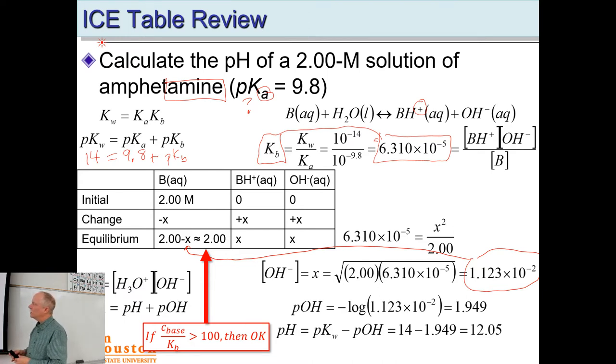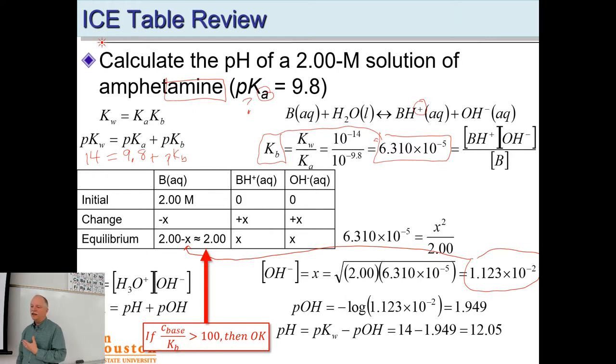I just wanted to make sure you knew that. Also, where is the C base in this table? It's that one up on the initial row, right? The 2 molar. So you're comparing the 2 molar concentration of base to KB. Now, if this was an acid and you're doing acid equilibria, then it would be C acid over KA. So same kind of thing. You just write the equation. You've got to know your KA or your KB, and you've got your nominal concentration, and you can compare those two.